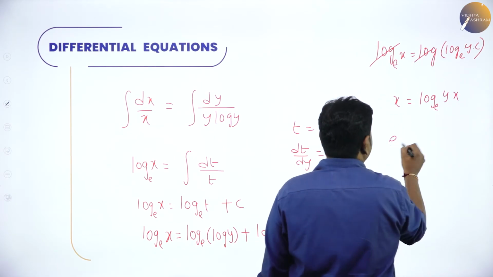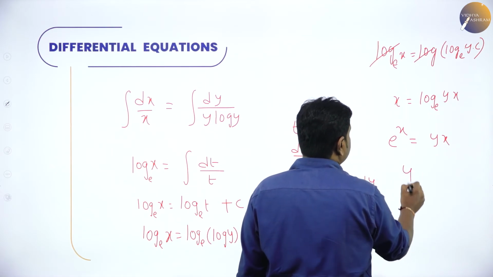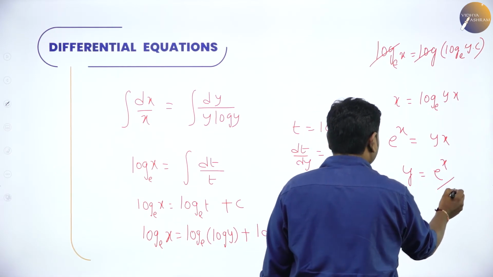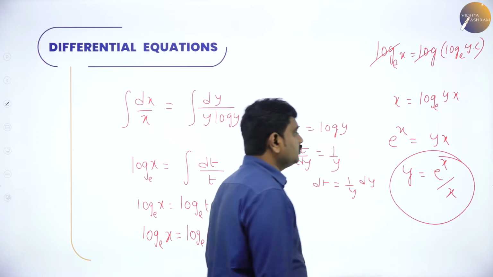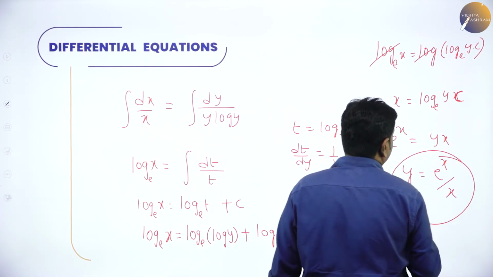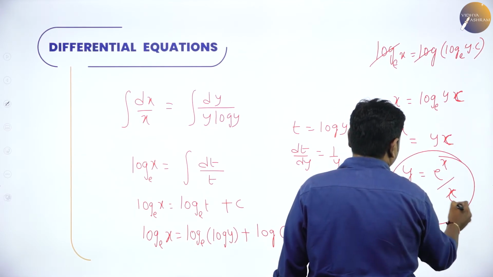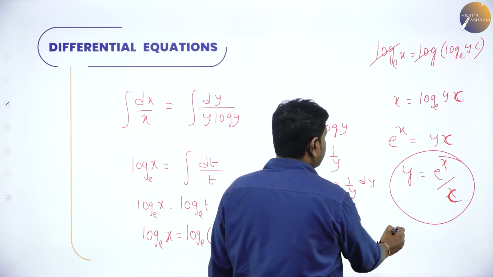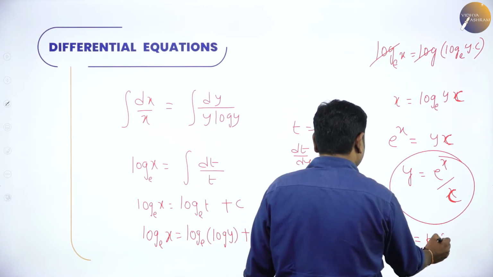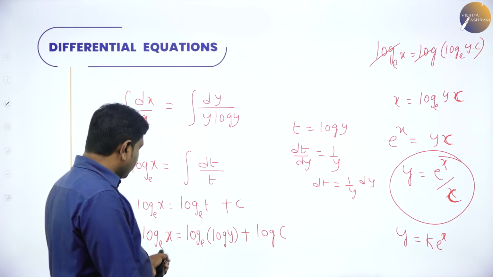Or take exponential both sides. E power x is equal to yc. Sorry, it's yc. E power x by c, y is equal to e power x by c. Or y is equal to some constant into e power x also we can write. Keep rearranging, that's it.